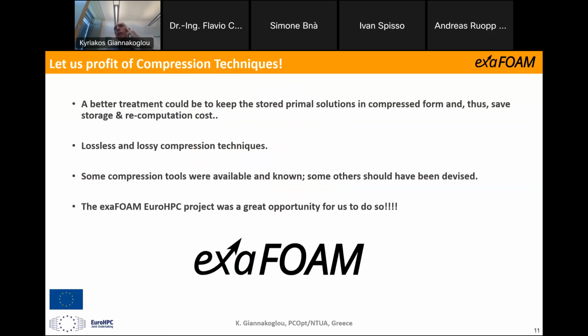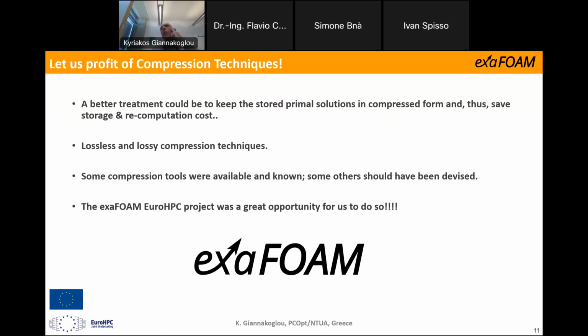The new idea, and now I'm going to the thing we have developed in exaFOAM. I spent some time on the introduction because I guess that some people are not familiar with all these things. The idea in the work we did as a group in the exaFOAM project is to profit from existing compression techniques or develop some other compression techniques in order to store everything or almost everything, you will see all these things later on, in compressed form and save storage and computation cost.